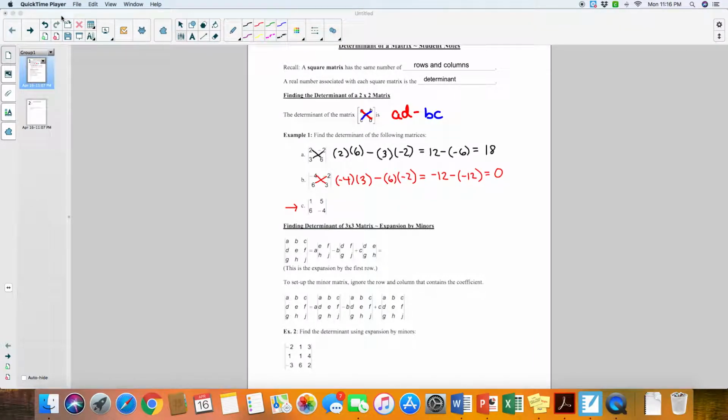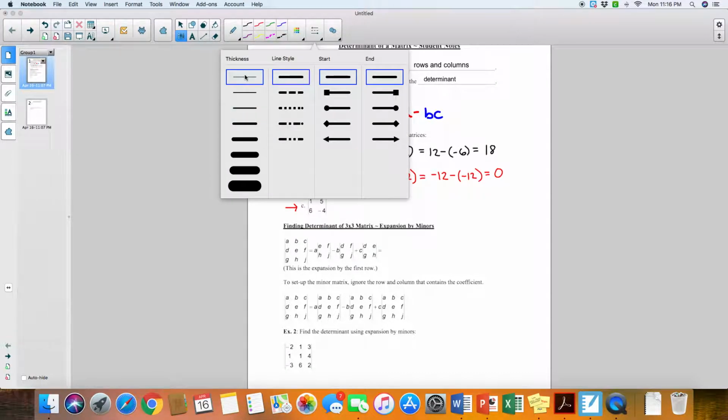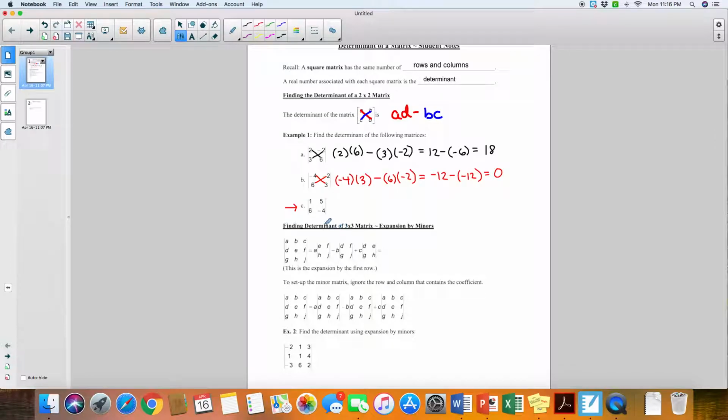So this is how you should have done C. I would have done 1 times negative 4 minus 6 times 5, so that would have given me negative 4 minus 30, which is negative 34. So that is what you should have gotten.